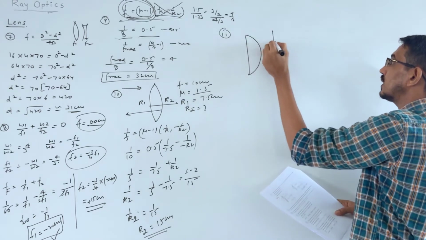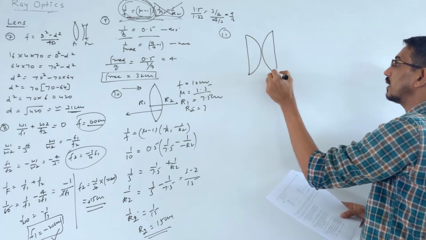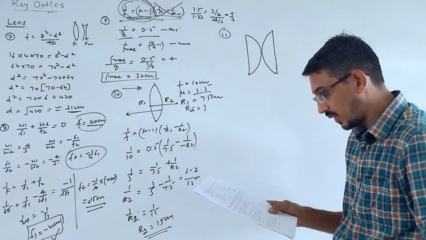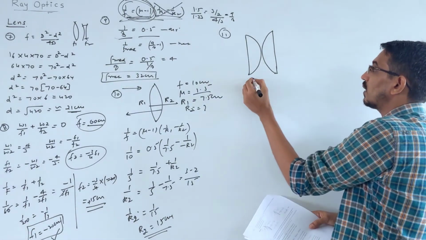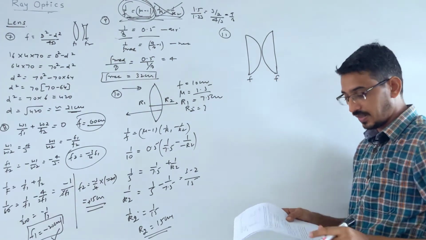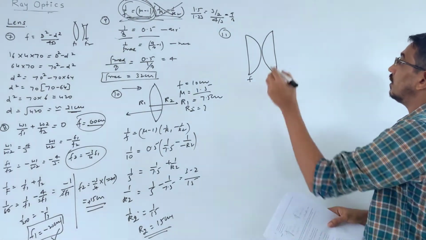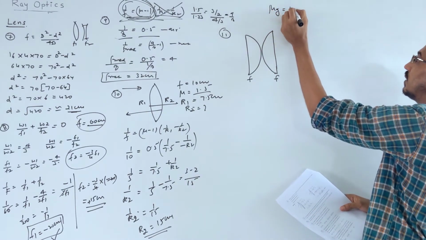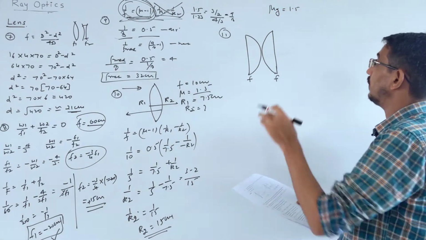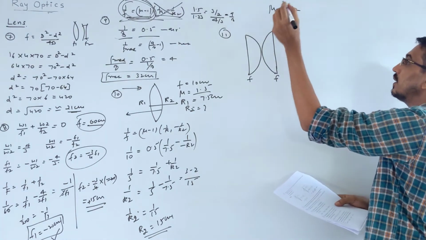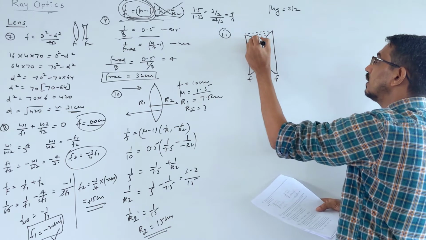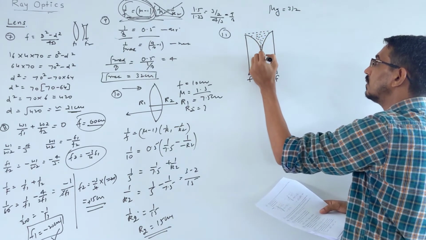Their convex surfaces are in contact like this. These are two equiconvex lenses and their convex surfaces are in contact. Each has a focal length of f, correct? Then the refractive index of this glass lens is given as 1.5, or 3 by 2. Then this space, this gap, is filled with a medium.